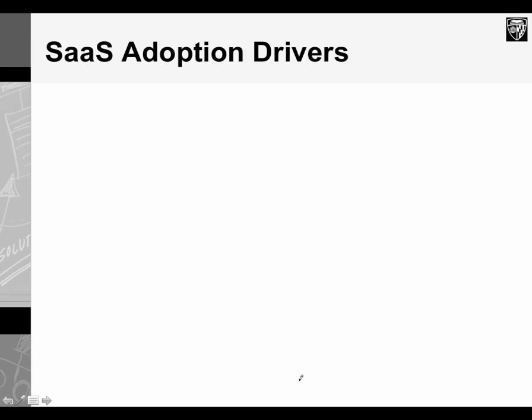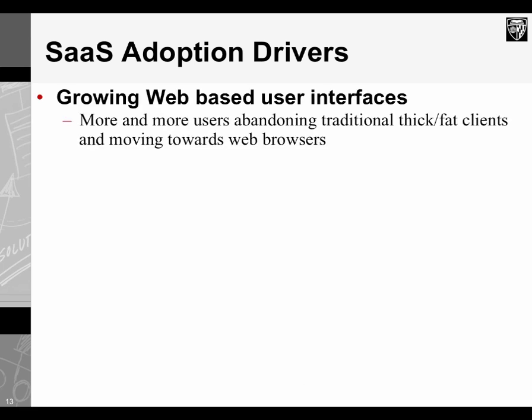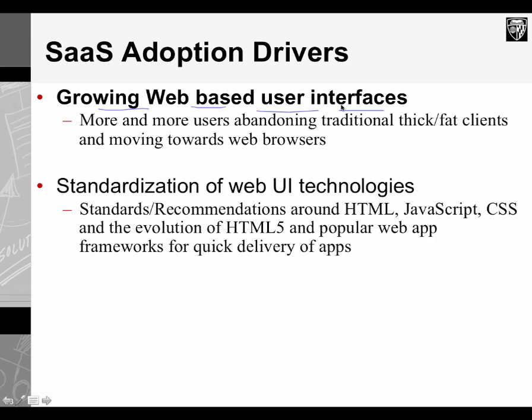There are many technologies that have come into place in the marketplace that have made SaaS possible and that are helping with SaaS adoption. The first is growing web-based user interfaces. More and more users are much more familiar with web user interface. It's much easier to learn a web interface than a proprietary software. So that's a good thing. That's great for SaaS. And that's why many of the SaaS providers offer services over the open web.